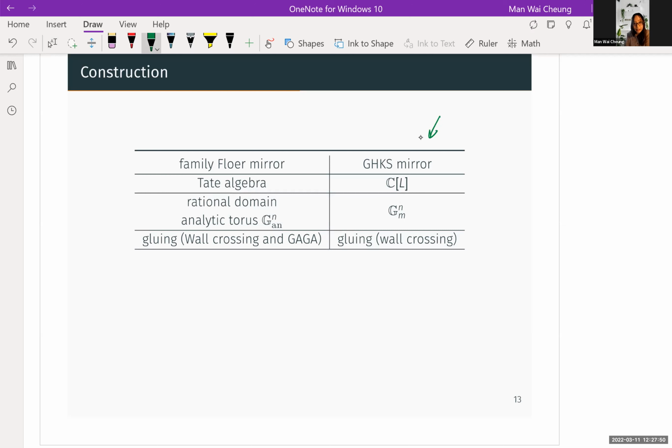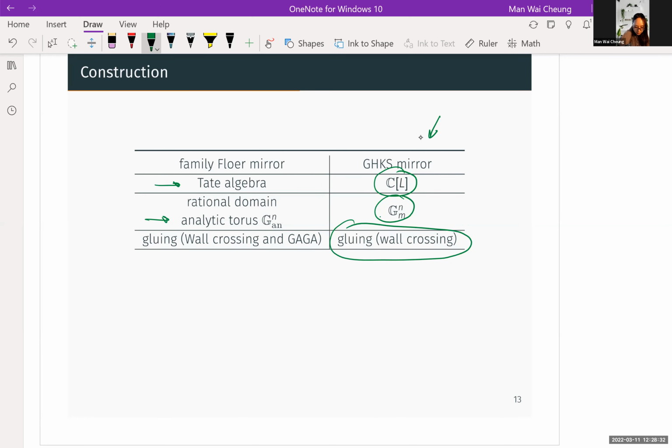So this is what we have: in the Gross-Hacking-Keel-Siebert cluster theory, we have the Laurent polynomial. This is how the cluster theory starts. The spectrum of the Laurent polynomial gives us the torus, and then we glue the tori by wall crossing. And then on the analytic side, we have the Tate algebra, and then we take the spectrum of the Tate algebra, which in general will be a rational domain, but in our case will be an analytic torus.